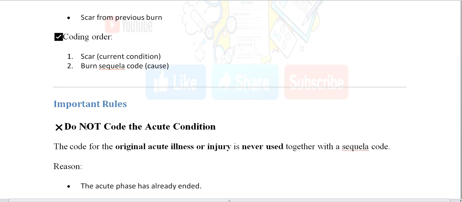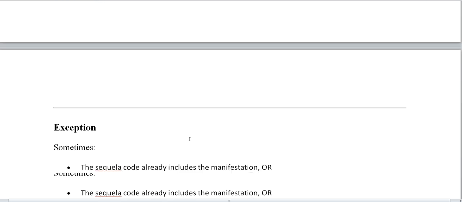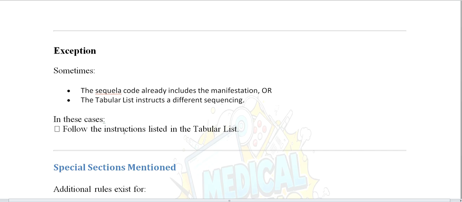So, important: do not code the acute condition. Very, very important: the code for the original acute illness or injury is never used together with a sequela code. Reason: the acute phase has already ended. Exception: sometimes the sequela code already includes the manifestation, or the tabular list instructs a different sequence. In these cases, follow the instruction listed in the tabular list.